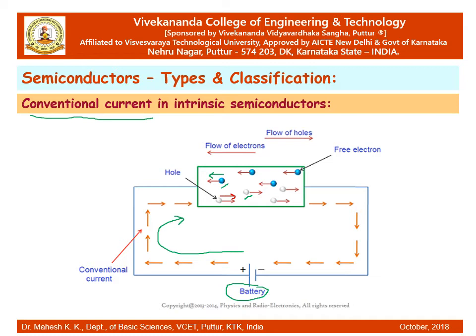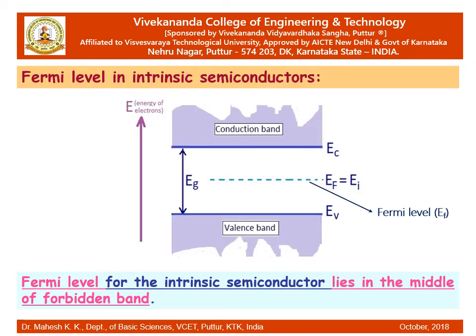That's all you need to learn. So this is what the conventional current is in the case of intrinsic. To understand better, you should refer back to the similar picture which I had shown for the metal. Here let us learn, or just know, where the Fermi level is present in the case of intrinsic semiconductors.